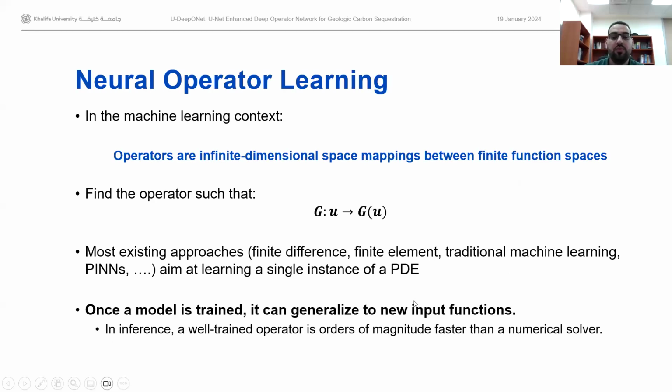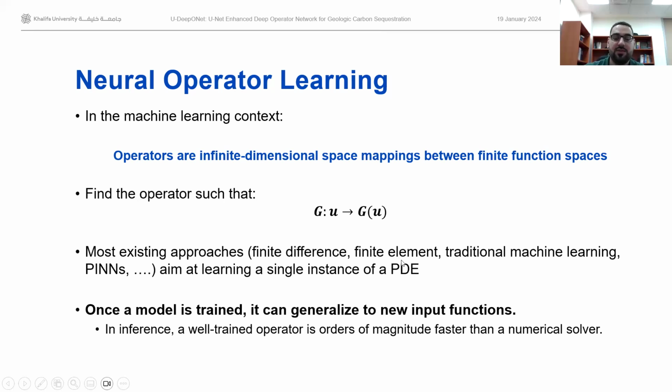So now I would like to move on to neural operator learning. I'm pretty sure many of the people in attendance here are experts, but I still would like to introduce it to the uninitiated. So in the machine learning context, operators are infinite dimensional space mappings between function spaces. And we would like to learn an operator that approximates this operator G that maps U, the input space, to the G of U, which is the output space.